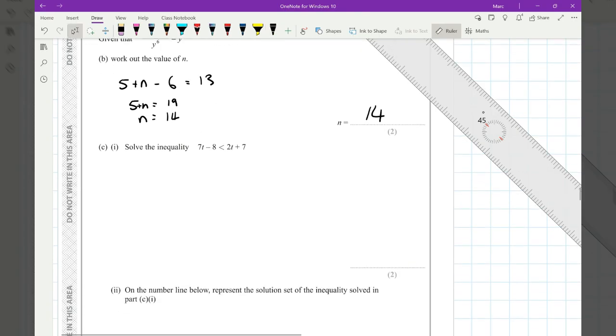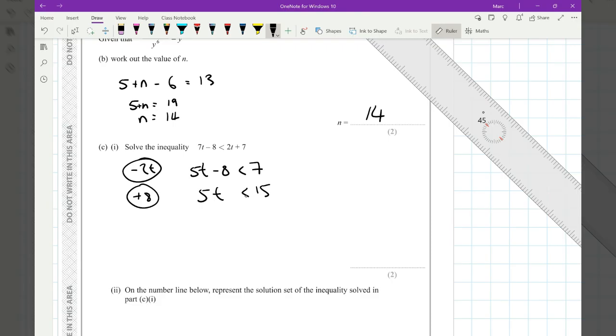Right, solve this inequality. It's just like solving an equation. Just keep that sign constant throughout. Take away 2t through both sides. So 5t take away 8 is less than 7. 5t, if we add the 8 on, will be less than 15. Divide it by 5, t is less than 3.